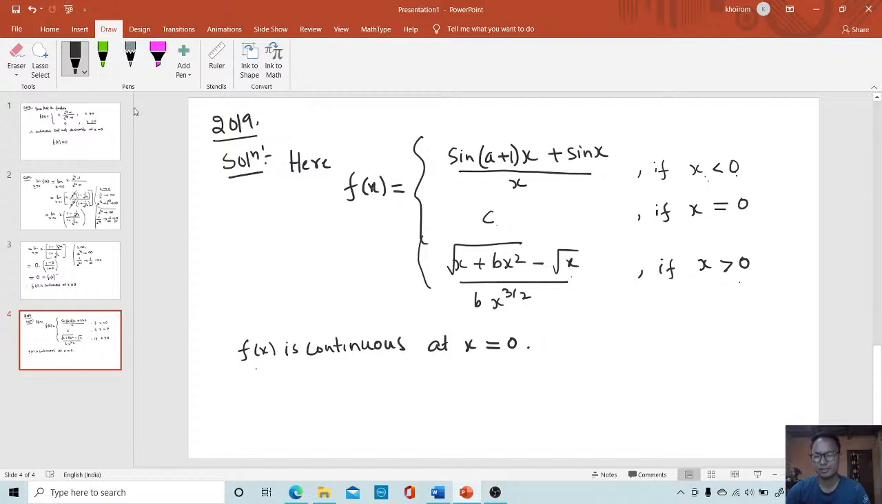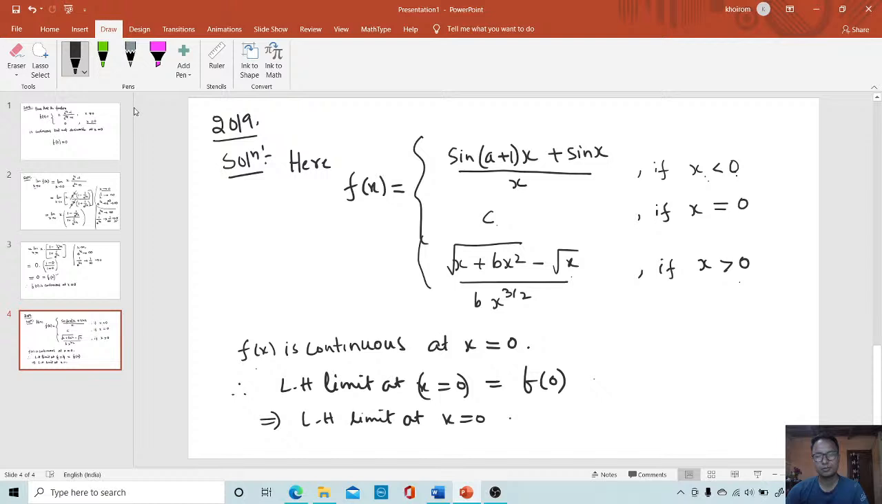Since f(x) is continuous at x equal to 0, therefore the left hand limit at x equal to 0 is equal to how much? F of 0, right? We will start with this, so this will be our first equation. The left hand limit is equal to the function value at 0. So this implies the left hand limit at x equal to 0 is equal to f of 0, and f of 0 is the value c.